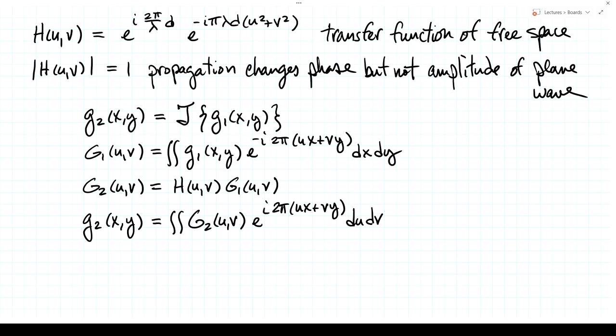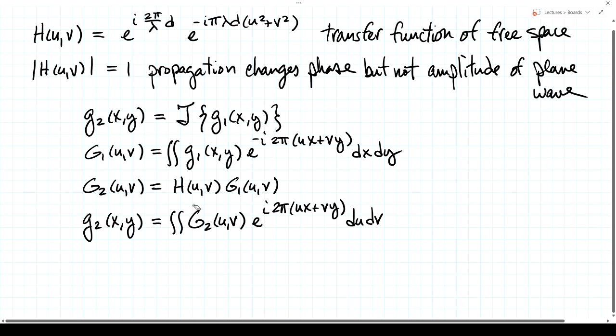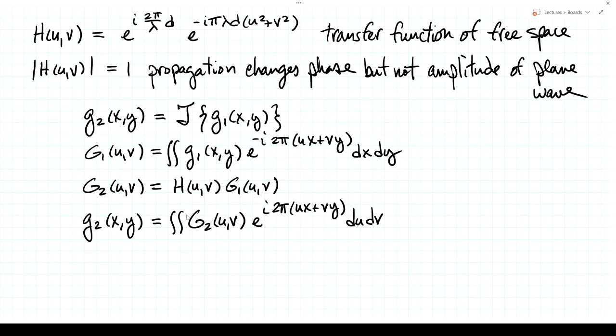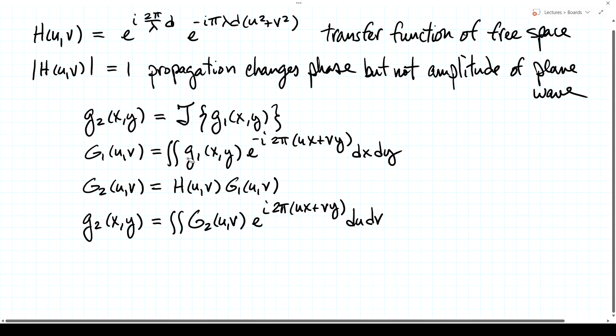Now, it's a little bit intimidating because it involves two Fourier transform operations, one forward and one inverse. So it may not be the most mathematically convenient approach, although in some cases maybe it is reasonably convenient. However, it has a very nice physical interpretation. It just says, let's consider the input field as a linear superposition of plane waves, and the amplitude of a plane wave with spatial frequencies u and v is just G1 of u and v. Then each of those plane waves simply suffers a change in phase given by our H of u and v here. And then we reassemble all those plane waves and put them together, and we get the output field, g2 of x and y.